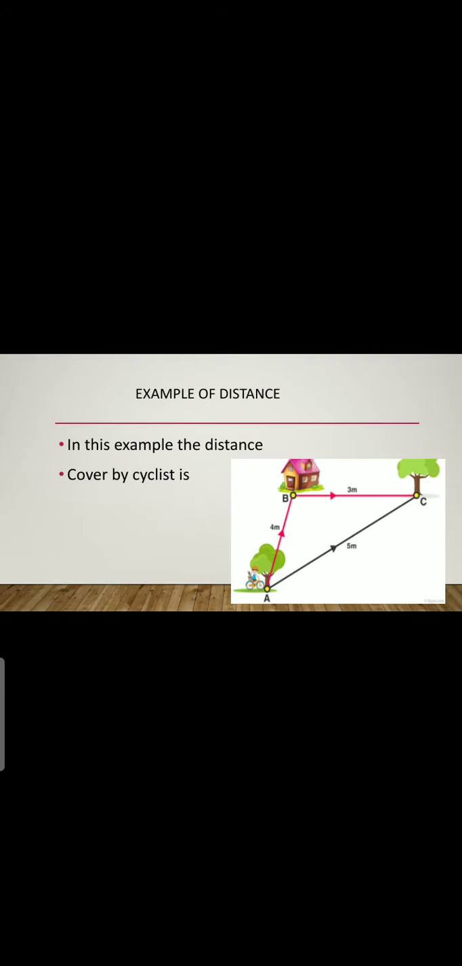In this example, the distance covered by the cyclist is A to B 4 meters plus B to C 3 meters, from C to A 5 meters. So 4 meters plus 3 meters plus 5 meters is equal to 12 meters. So this is all about the concept of distance.